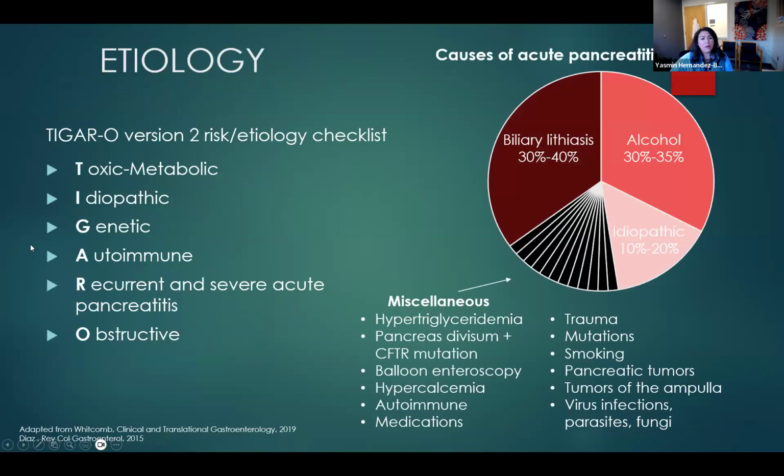In this slide, I want to introduce the TIGAR-O criteria, which was really developed to help quantify and identify the different risk factors and etiologies. I mentioned risk factors, not just the cause, but really what is the combination of factors that can make your pancreas more sensitive to pancreatitis and that can lead to recurrent acute pancreatitis. Here, this slide really quantifies things. And again, you can see from my prior list that biliary causes are quite common.